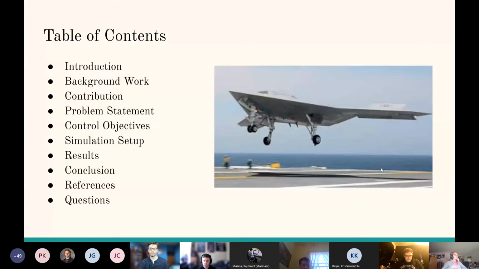So basically, here's a summary of our slides. We have our introduction, background work we did for this project, how we all contributed, the problem statement, control objectives, how we set up the simulation, our results, conclusion, references, and questions, if you wouldn't mind holding those till the end.